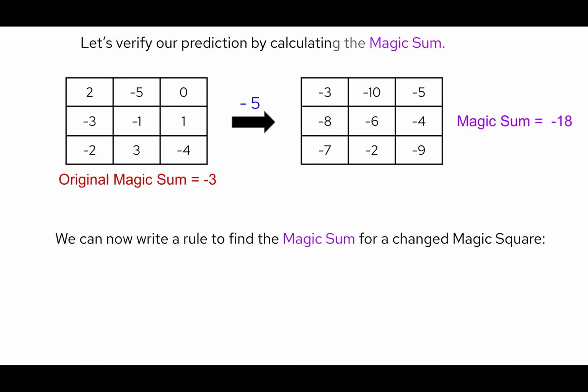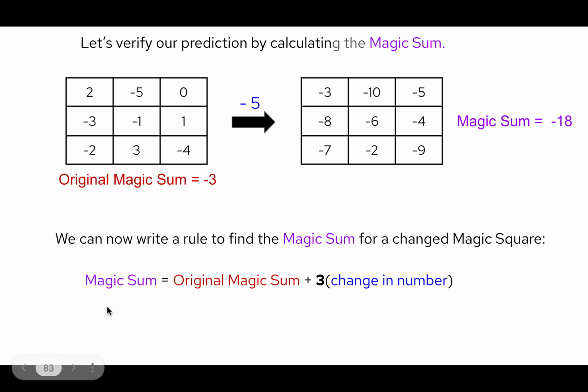Now let's see if we can write a rule to find the magic sum for a changed magic square. So if we have our magic sum, we would look at the original magic sum here, and then we could add 3 and multiply it by the change in the number. 3, because remember we have 3 squares. We keep adding it 3 times or subtracting it 3 times. And this is what we're changing in here.